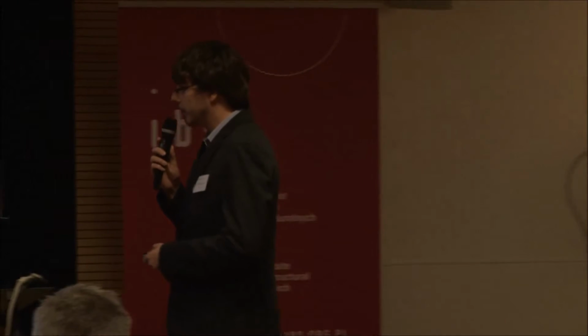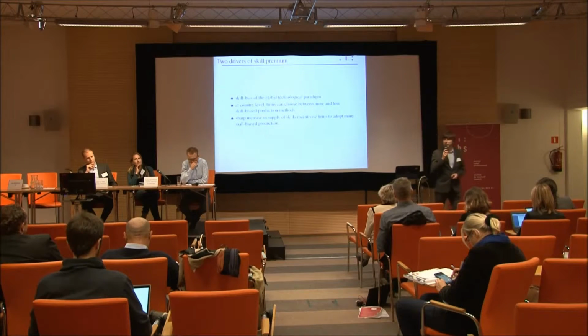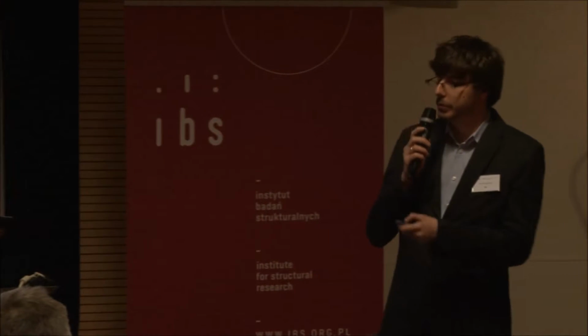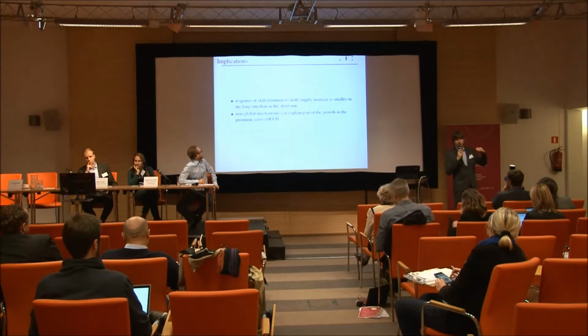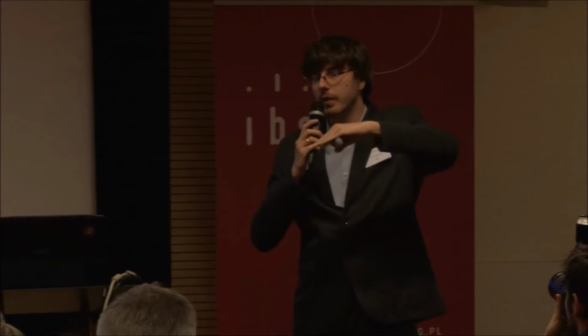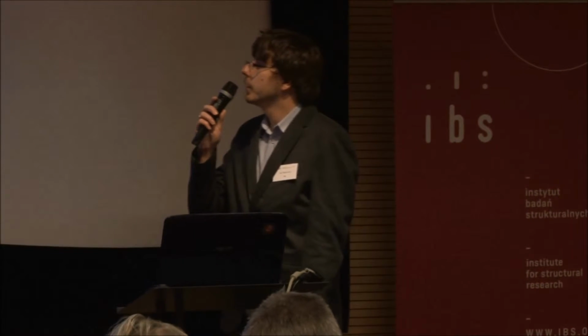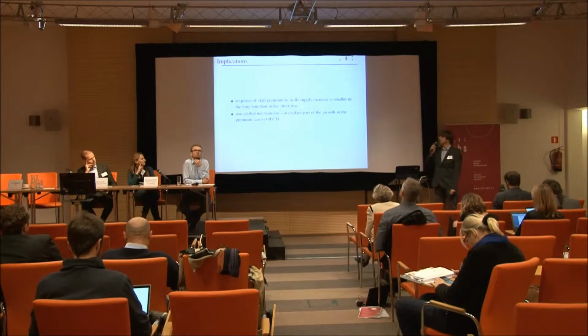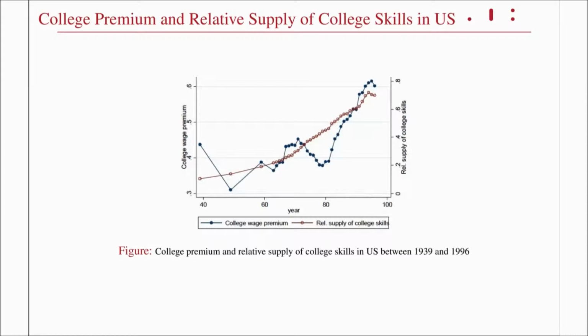This is a simple adjustment mechanism that we have known at least since 1965, and it can explain at least part of the increase in the college wage premium that we saw in the OECD. There are two implications of this story. One is that the response to an increase in the number of college graduates in the short run is much sharper than in the long run, so the demand curve is flatter in the long run. It's the old story, but unfortunately we too often forget about it. The second implication is that this adjustment mechanism, or perhaps some other non-global mechanism, can explain part of the overall increase in wage inequality that we saw in OECD countries.